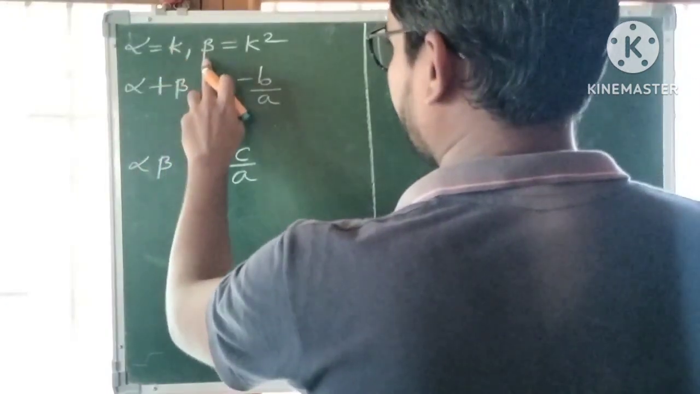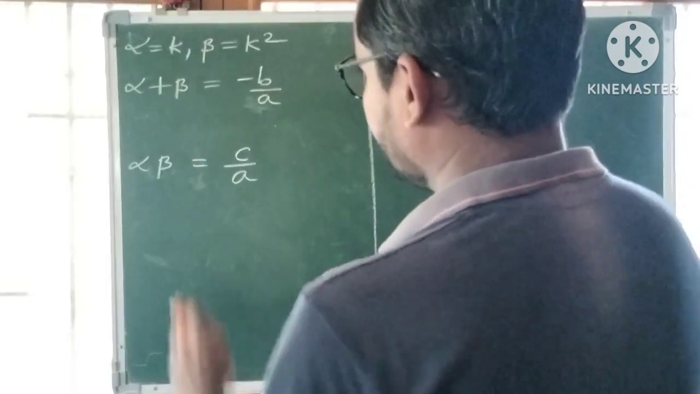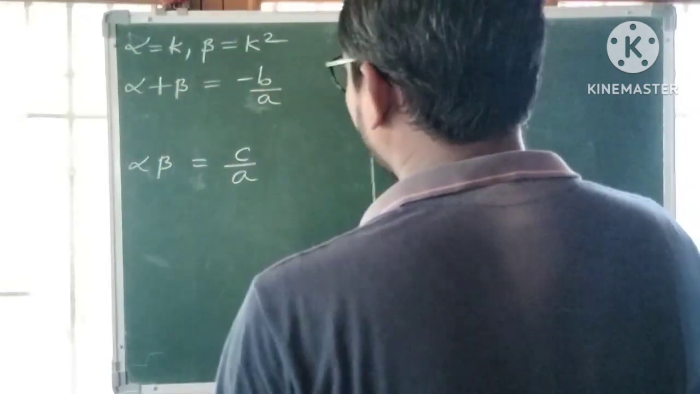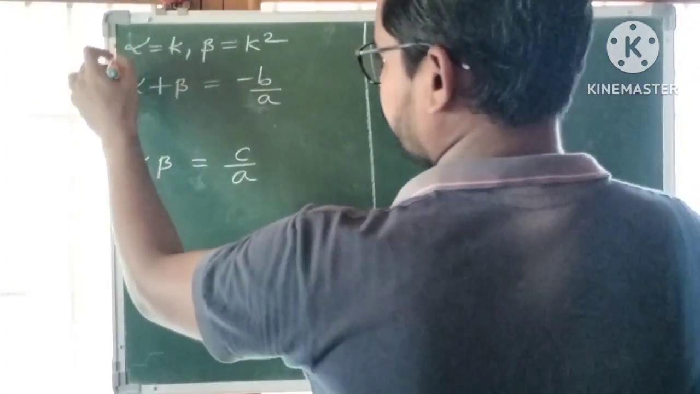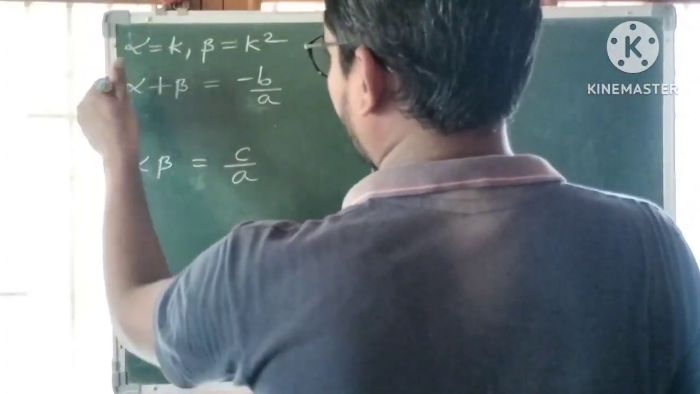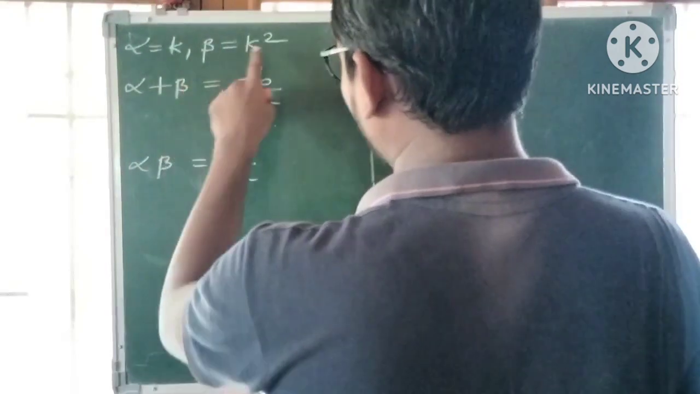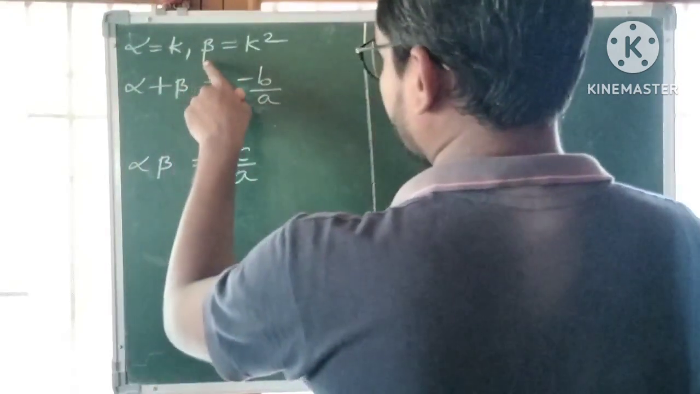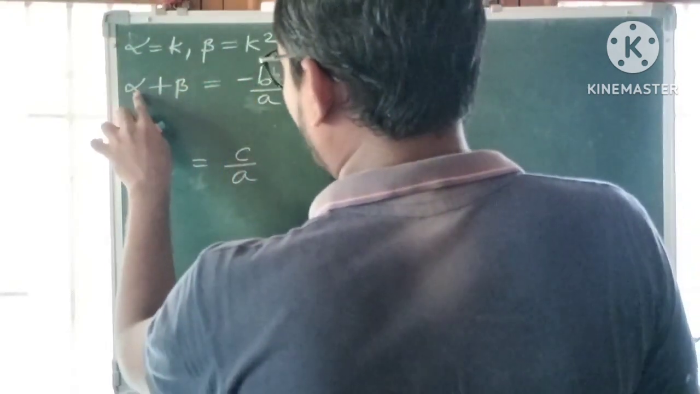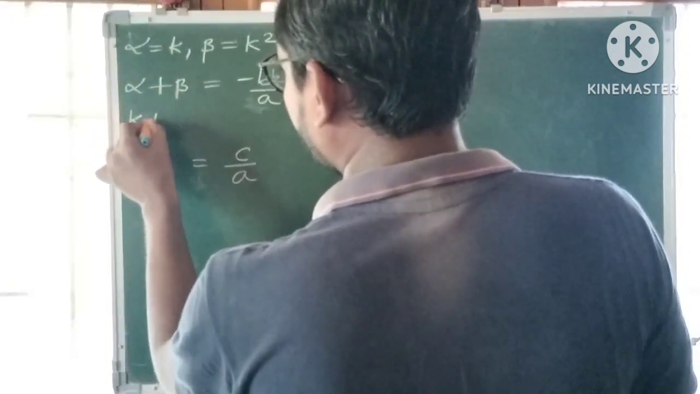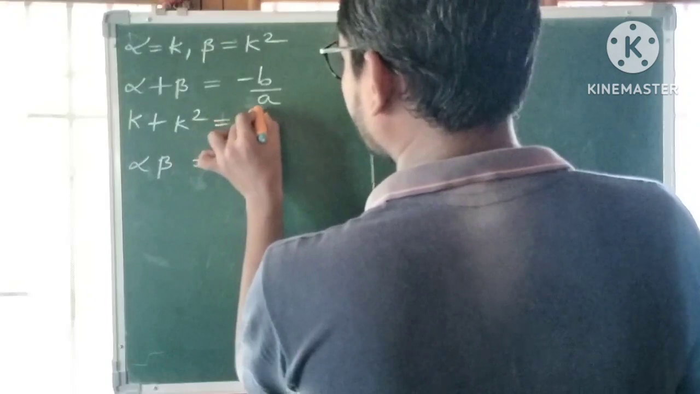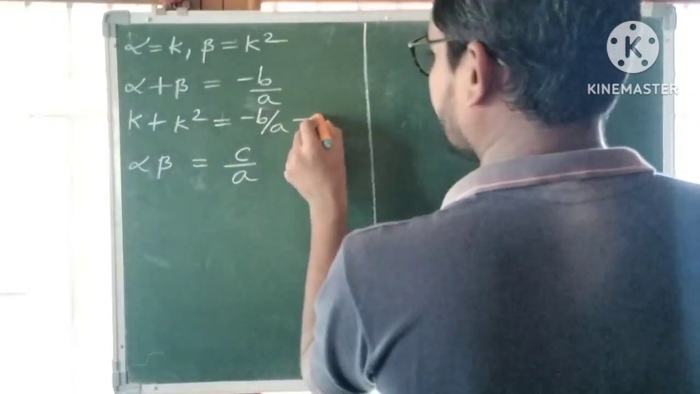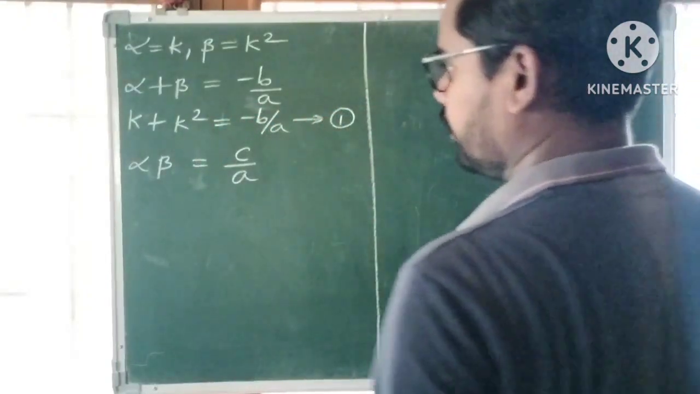Alpha is equal to k, beta is equal to k square, and the sum of the roots is equal to minus b by a, the product of the roots is equal to c by a. Now let us replace alpha by k, beta by k square. Just plug in all these values. See. Alpha is equal to k plus beta, how much? k square. So k plus k square is equal to minus b by a. Let it be equation number 1.